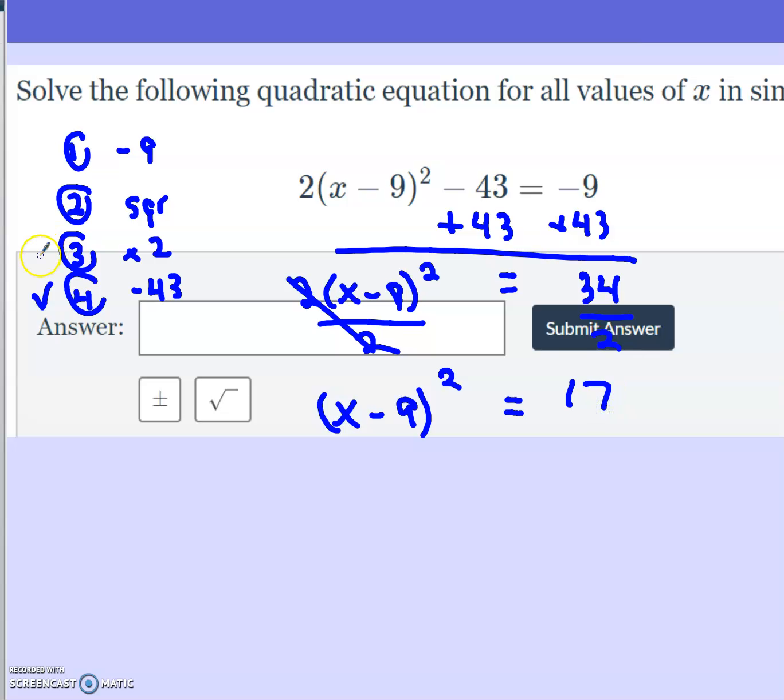I've taken care of unmultiplying by 2, so now let's take care of unsquaring by square rooting. When I square root this side, I get x minus 9. When I square root 17, well, 17 doesn't have a nice square root, so I'm just going to write square root 17 right here, and I'll write plus or minus because any number has two square roots, a positive one and a negative one. And then lastly, to undo minus 9, I'll add 9.